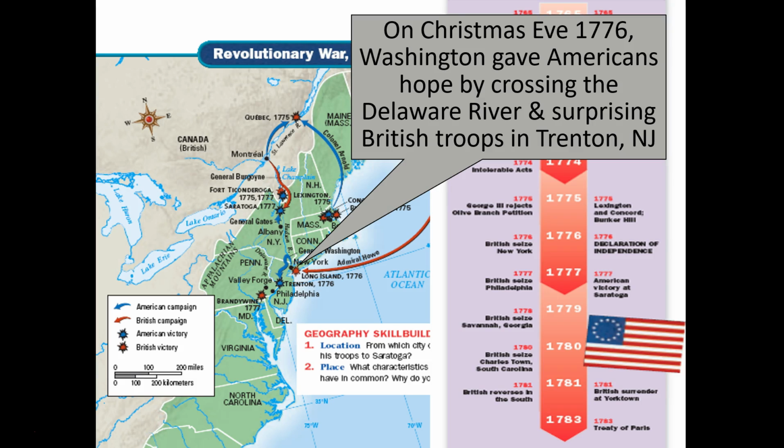On Christmas Eve, 1776, Washington gives Americans hope with his famous crossing the Delaware. And the reason that he's crossing the Delaware on Christmas Eve is very strategic. He's going to surprise the British troops in Trenton, New Jersey, and if he can surprise them, maybe, just maybe, he can take out some of their forces.